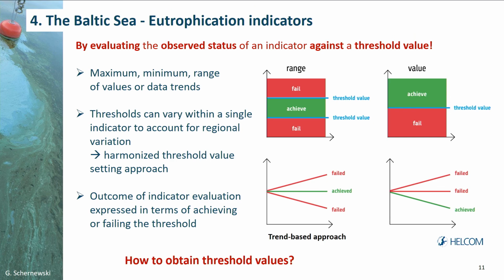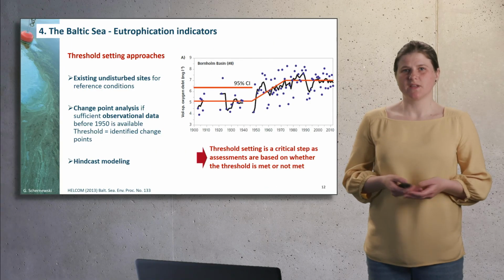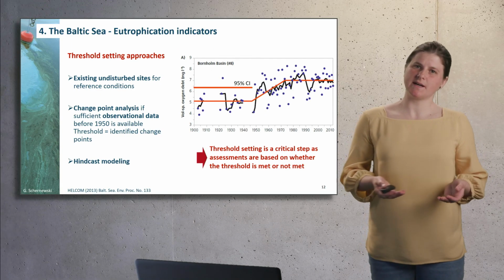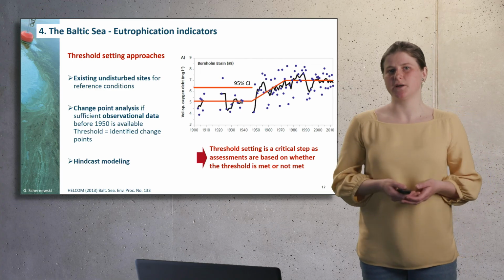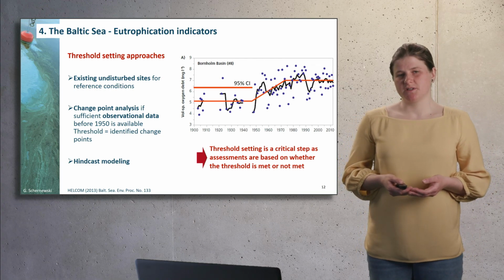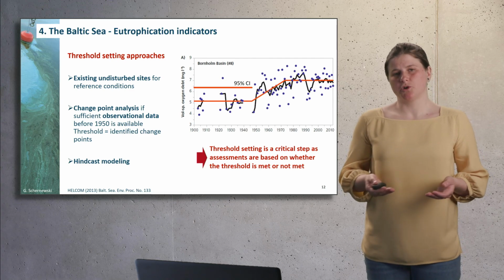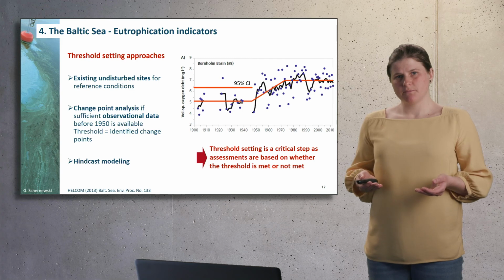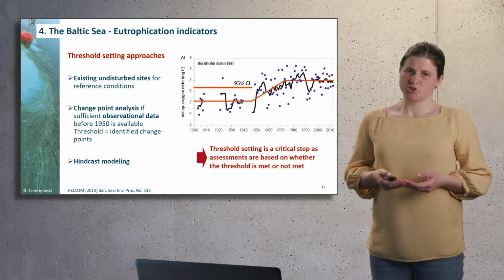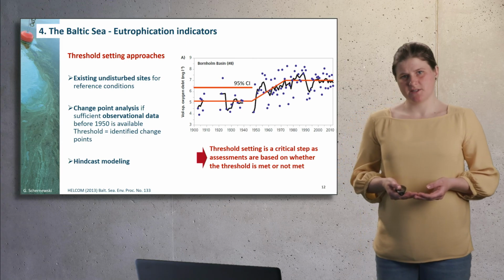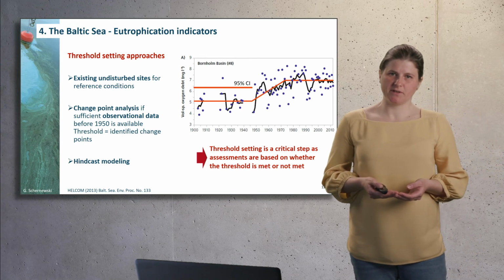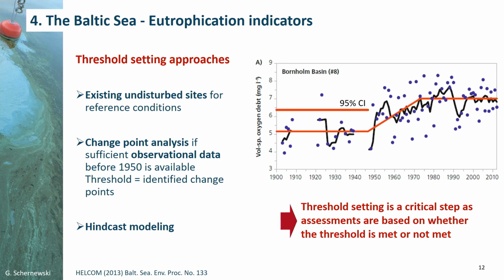So how exactly are threshold values obtained? In the most simple approach, one could use an existing undisturbed site, as for example a marine protected area. If sufficient historical data is available, one could go back in time and identify periods before the indicator value changed significantly, which is known as change point analysis and exemplarily shown in the figure with volume-specific oxygen depth on the y-axis and a time series on the x-axis. Here, the turning point around 1945 would be the identified change point and used as threshold value.